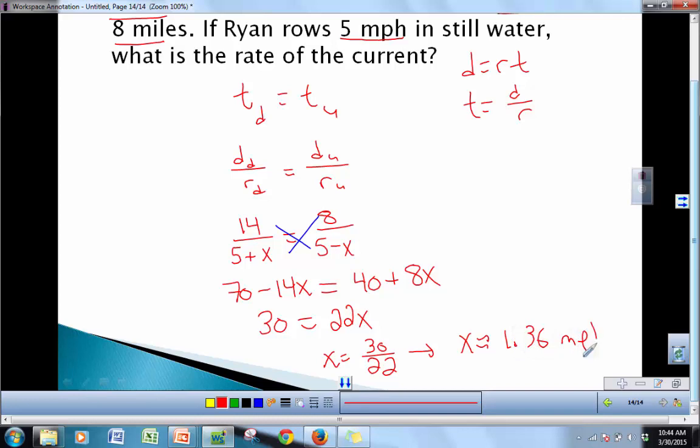1.36 miles per hour. So in this problem, they don't want to know how fast Ryan's going each way. They just want the speed of the current. So the current was about 1.36 miles per hour. If they asked you what his speed was each way, then you would go ahead and sub 1.36 back in, add it to 5 for his downstream, and 5 subtract that for his upstream.